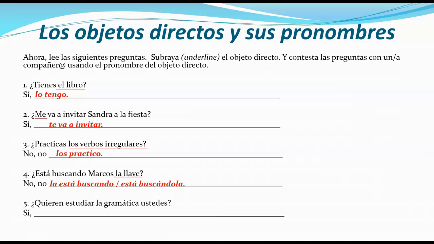¿Quieren estudiar la gramática ustedes? ¿Qué quieren estudiar? La gramática. And when we have ustedes in our question, we're going to answer back with nosotros. So, sí, la queremos estudiar o queremos estudiarla. Because when we have two verbs, we have two choices. Okay, so those are the direct objects and their pronouns.